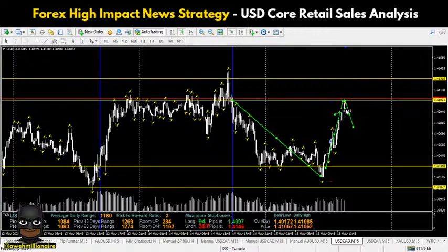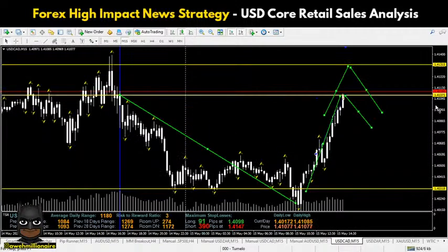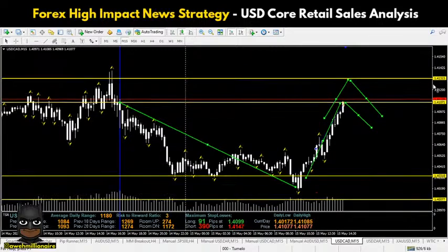Okay, again, if it's going to break this level, to go and test this level over there, and then potentially look for a selling opportunity there. So I'm looking to enter a potential sell. Okay, there's no signal. There's no confirmation as yet that the sell is happening.